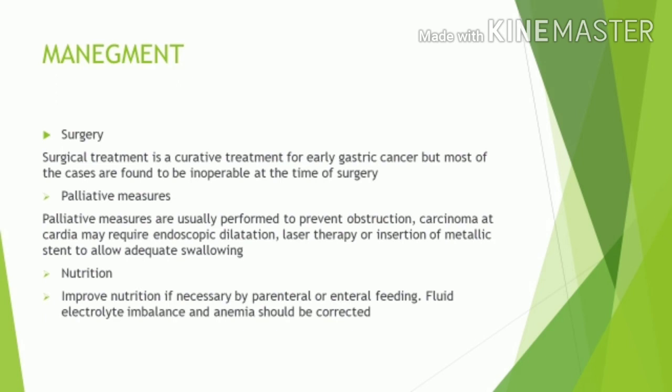But most of the cases are found inoperable at the time of surgery. Palliative measures are usually performed to prevent obstruction. Carcinoma at the cardia may require endoscopic dilatation, laser therapy or insertion of a metallic stent to allow swallowing. Improved nutrition by parenteral or enteral feeding. Fluid electrolyte imbalance and anemia should be corrected.